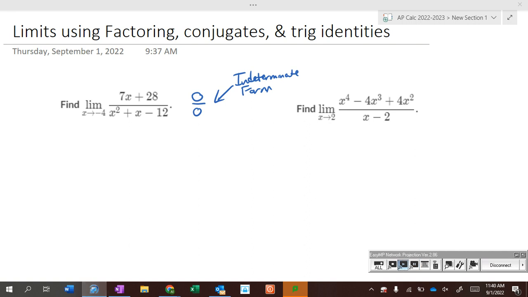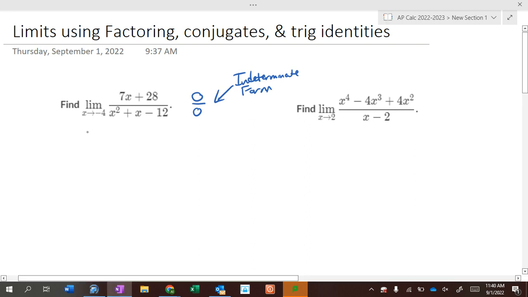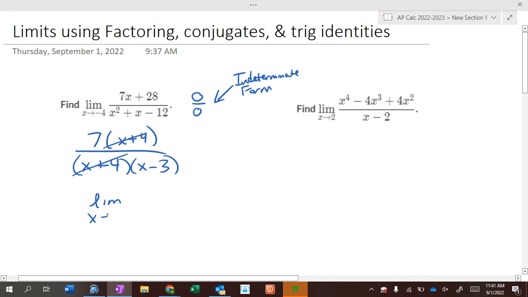Indeterminate form, 0 over 0. So let's factor. How does the top factor? We can take out 7 and we get x plus 4. How does the bottom factor? x and x, plus and minus, minus 3 plus 4. So then what can happen? These can cancel. Now we're taking the limit as x approaches negative 4 of 7 over x minus 3. If we plug it in, we get 7 over negative 7, which is negative 1. And that is our limit.